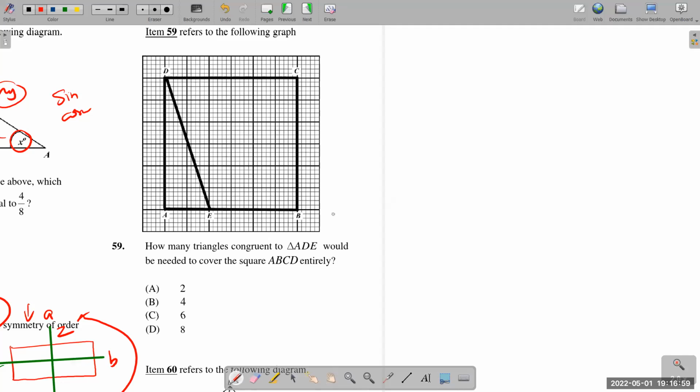But before I do, anybody want to take a try at this one without me telling you the answer? How many congruent? And what does congruent mean? Same size, same shape. How many triangles of this size and shape can I get from this entire space? Somebody said 4. Anybody else?